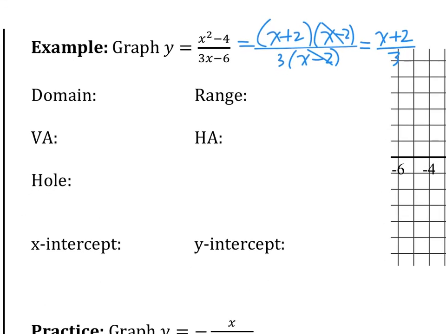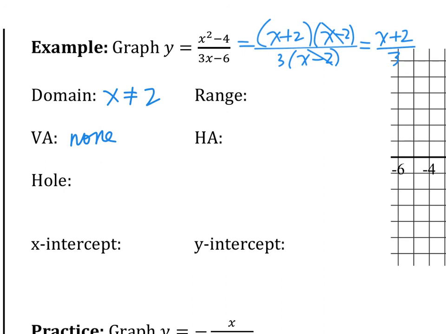All right, let's start with Juan. What is the domain? X cannot be 2. Okay, Isaiah, vertical asymptote? X equals 2? No. There's nothing. If it cancels, it's a hole.